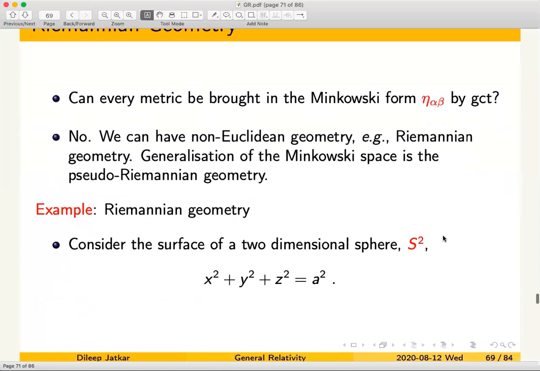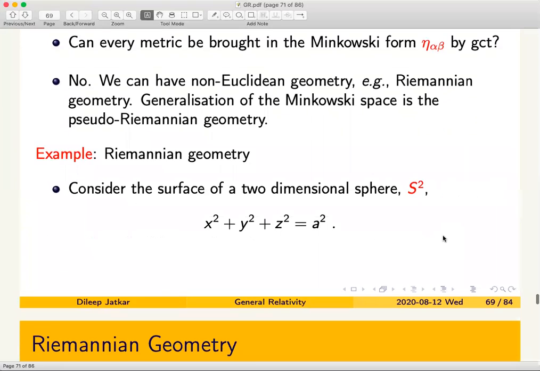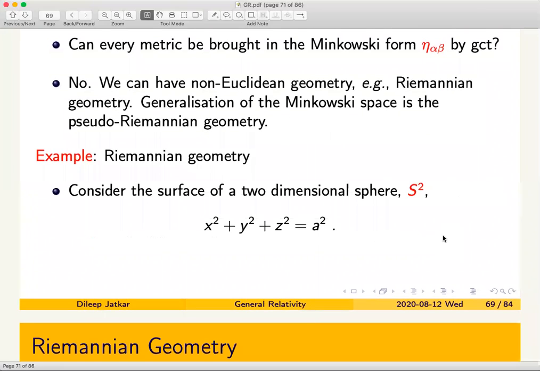Okay, so let's consider an example of Riemannian geometry. What we are going to do is to consider the surface of a two-dimensional sphere, like a football, say. There's a notation to describe spheres. Spheres are denoted by S, and the superscript tells you the dimensionality of the sphere. So a circle would be written as S1, a two-dimensional sphere as S2, a three-dimensional sphere as S3, and so on. A d-dimensional sphere will be SD.